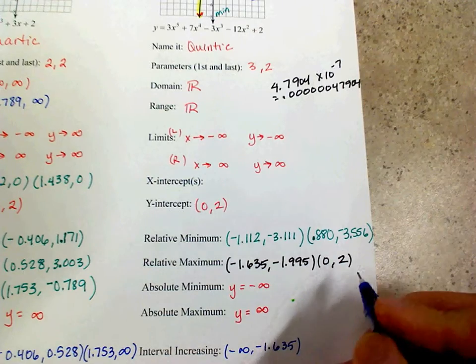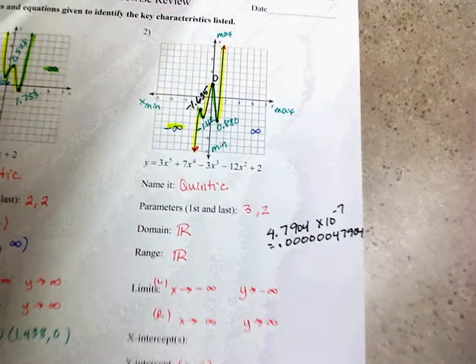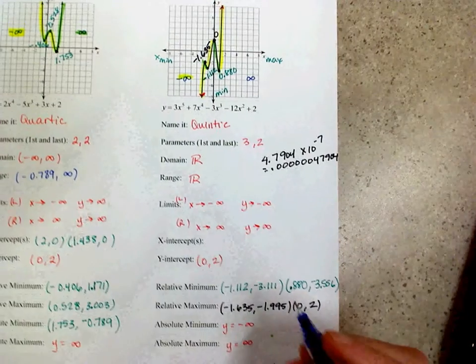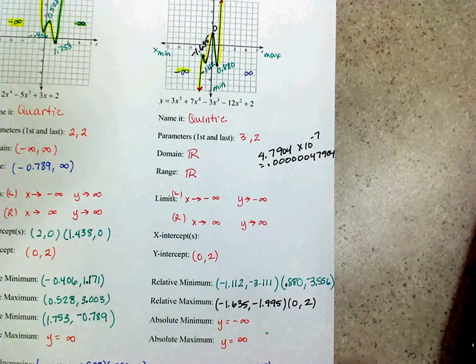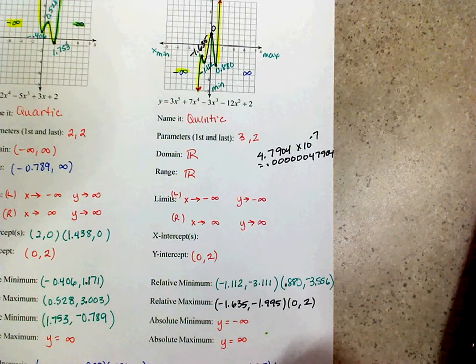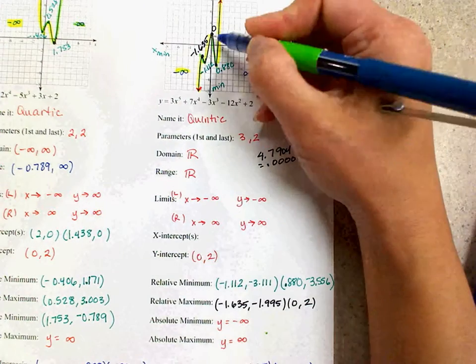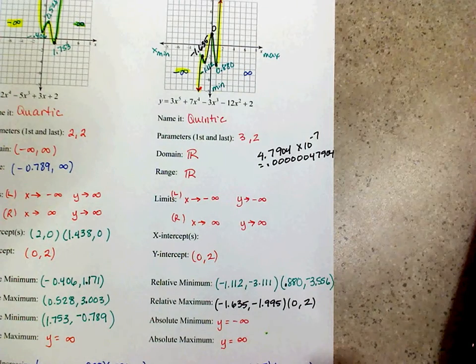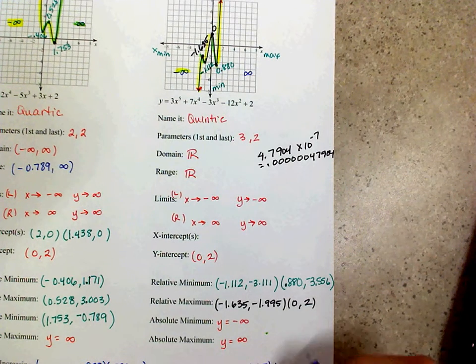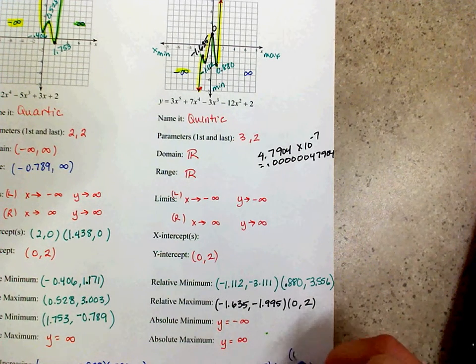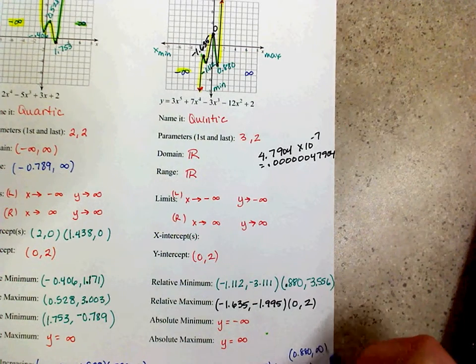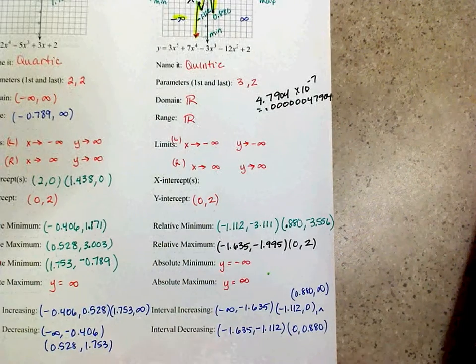Increasing, from here to here, okay? So I'm increasing from negative 1.112 going to 0, x value. Decreasing from 0 to that, 0.880, 0 going to 0.880. And then you have another increasing, so I'm going to just do it right here, okay? From 0.880 going to infinity. And there you have it, straight calculator work. And there's number 1 and number 2.